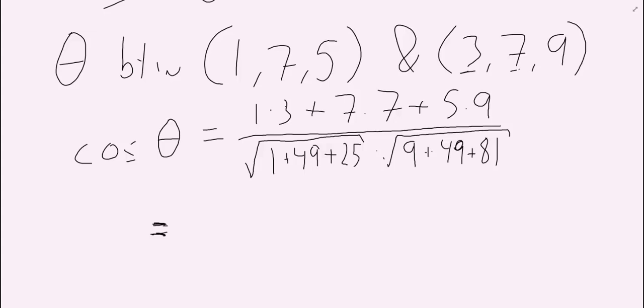That gives us 45 plus 3, 48, 80, 97. 97 divided by, then we have the square root of 75 and the square root of 5766.